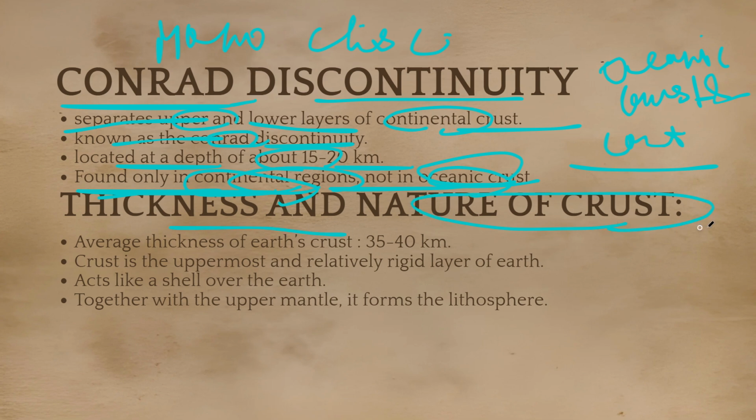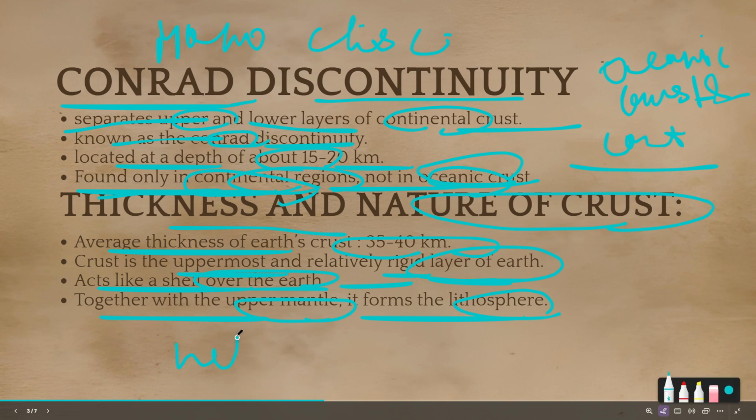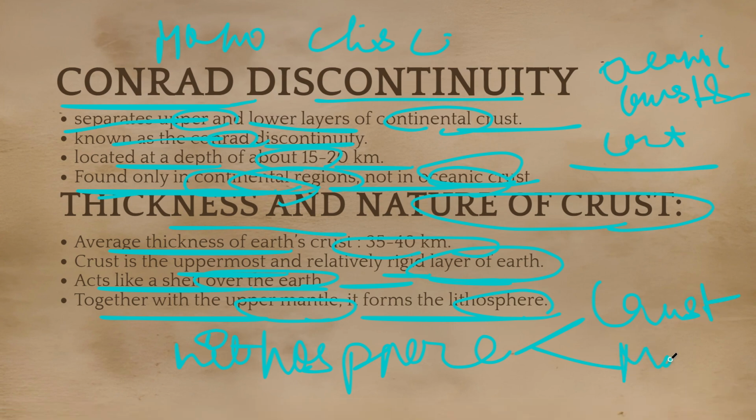Thickness and nature of crust. The average thickness of the earth's crust is 35 to 40 kilometers. The crust is the uppermost and relatively rigid layer of the earth. It acts like a shell over the earth. Together with the upper mantle, it forms the lithosphere. So basically, the lithosphere contains the crust and the upper part of the mantle.